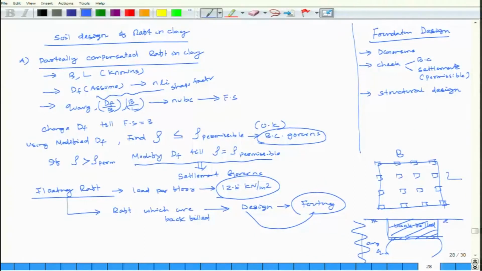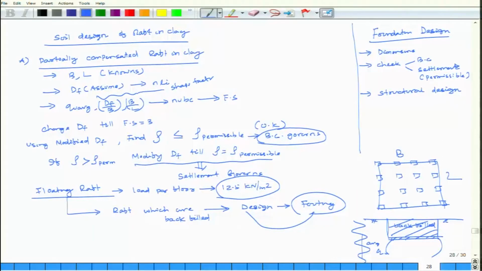Then part 2 is to find the settlement. The calculated settlement should be less than the permissible settlement, right? If, with the first assumed depth of foundation, your settlement is less than the permissible settlement, then your bearing capacity governs. That means it satisfies settlement as well as bearing capacity, so the design criteria is completely governed by bearing capacity.